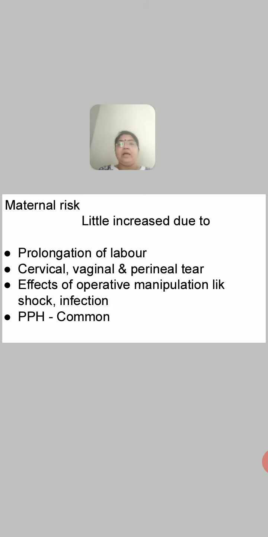Now we come to the prognosis. Prognosis is of two aspects. It can be maternal risk, it can be fetal risk. We first talk about the maternal risk. It is a little increased due to prolongation of the labor. When the labor lasts for a long time, then maternal morbidity increases. There may be cervical, vaginal and perineal tears, which make the maternal mortality high. But nowadays, due to timely attention to the patient, this risk has been reduced.